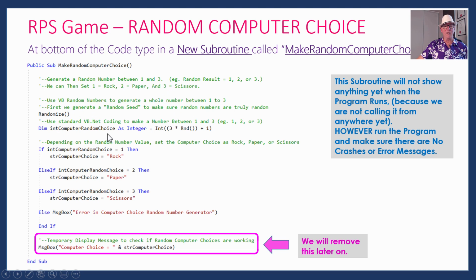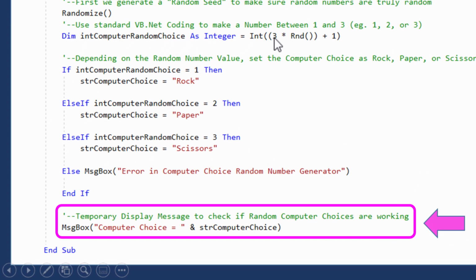So we do the seeding, the Randomize, and remember we just changed that 6 that we used in the dice program to a 3, and that way we'll get numbers between 1 and 3 instead of getting numbers between 1 and 6. If that intRandomNumberChoice happened to be a 1, we're going to say that strComputerChoice is a rock. If the number's 2, the computer choice is paper. If the number's 3, the computer choice is scissors. Otherwise, something's gone wrong. So as well as these 3 things happening, if something goes wrong in here, like maybe you actually typed a 5 here, so it's actually doing numbers between 1 and 5 and it picked a 5, then it won't get picked up as any of these.